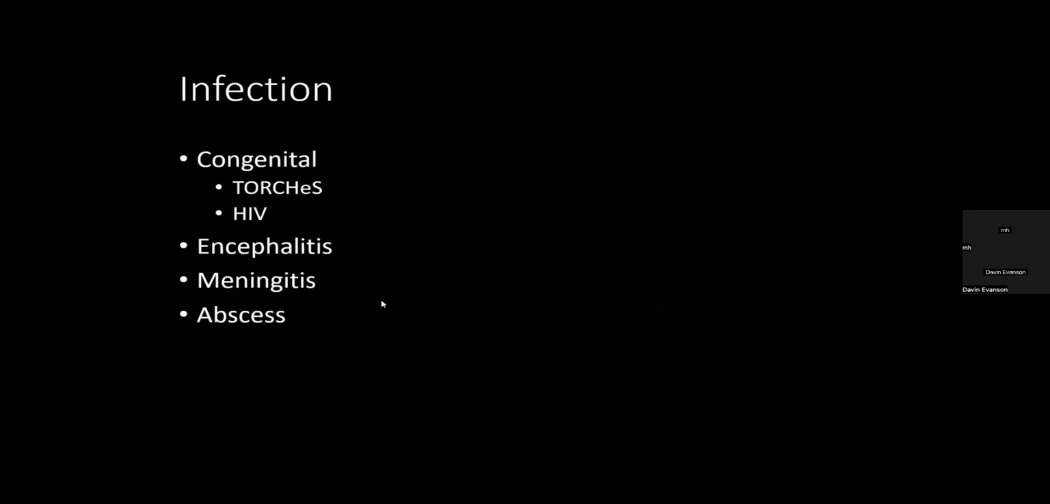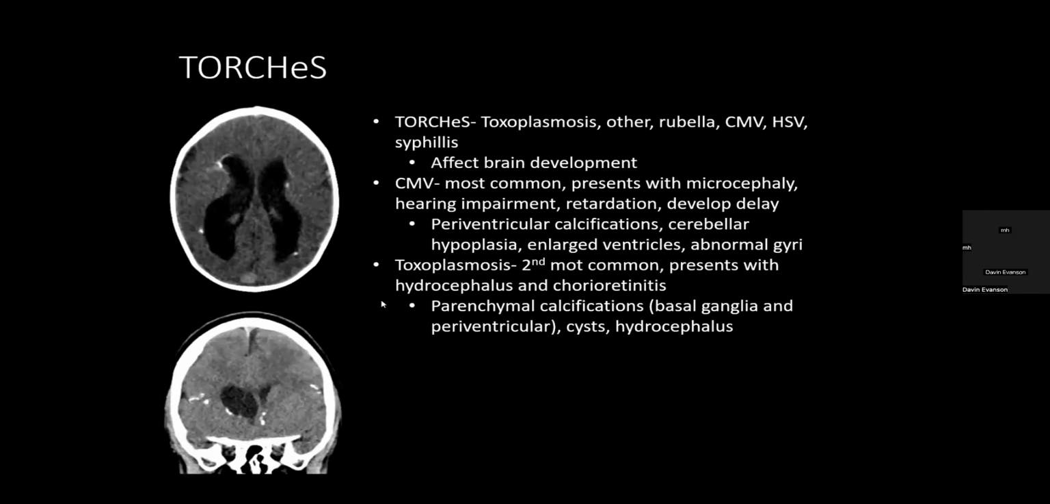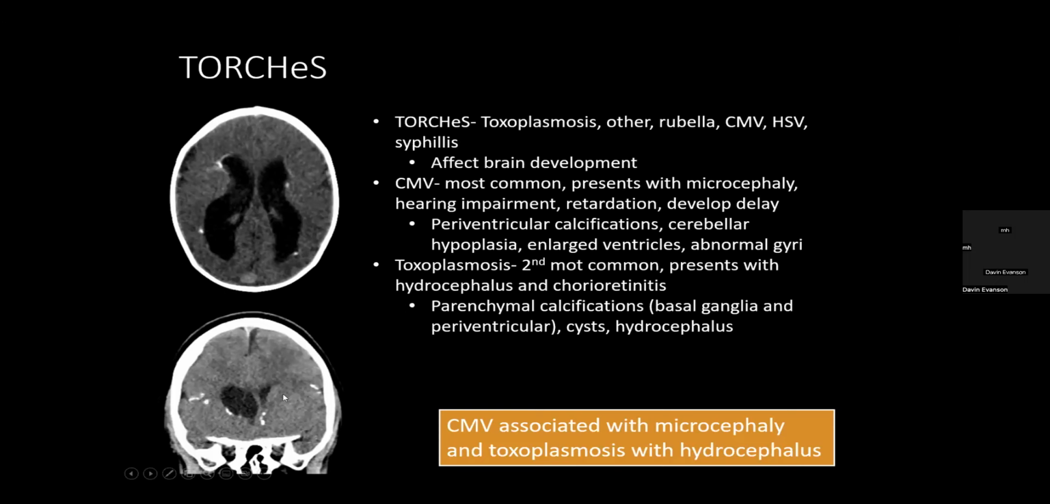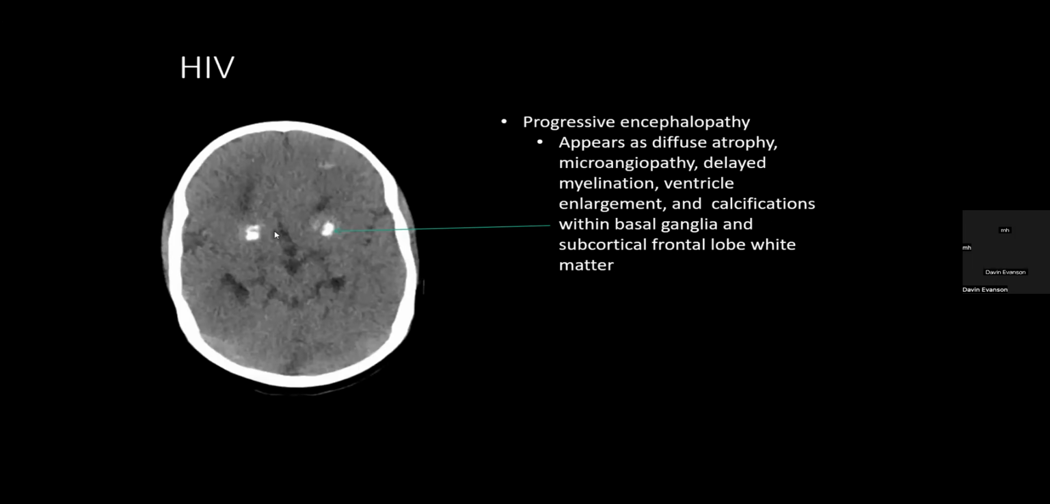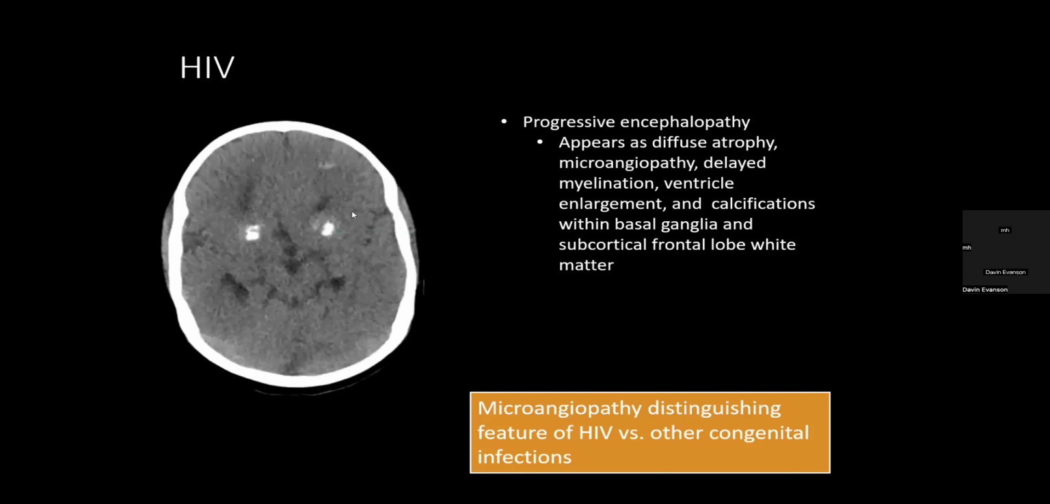Infections, of course, always worrisome in a newborn. And this is something we're looking for either on CT or if it's early enough, on ultrasound, looking for these calcifications with the TORCH infections. And then, of course, the complications like hydrocephalus. HIV, fortunately, don't see this as often as we did when I was a resident.